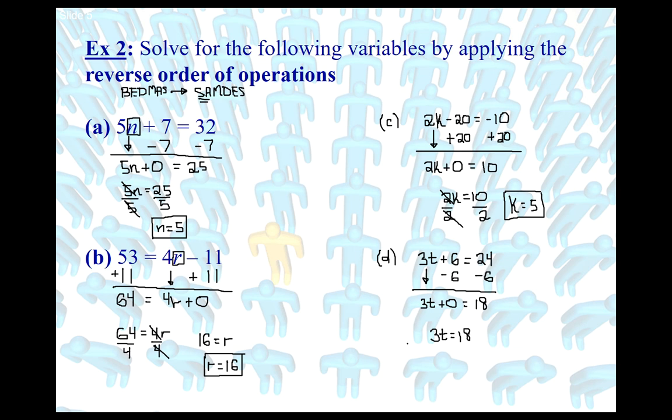Get the t by itself. So right now it's being multiplied by 3. So we're going to apply the opposite operation of division to get rid of it. 3 divided by 3 would just cancel off to leave you with 1t or t. And then 18 divided by 3 would be equal to 6.